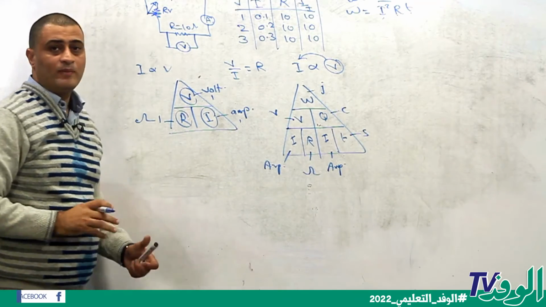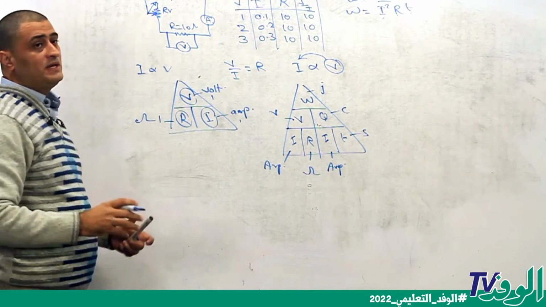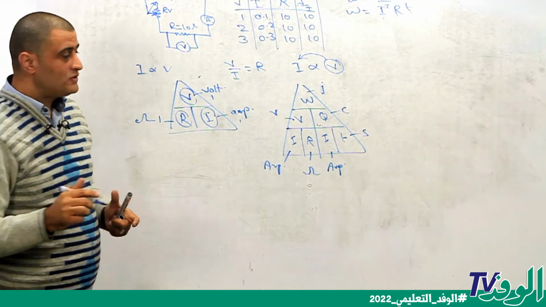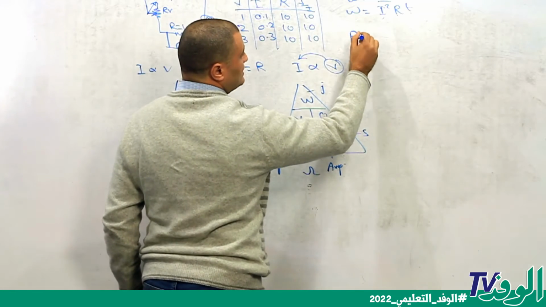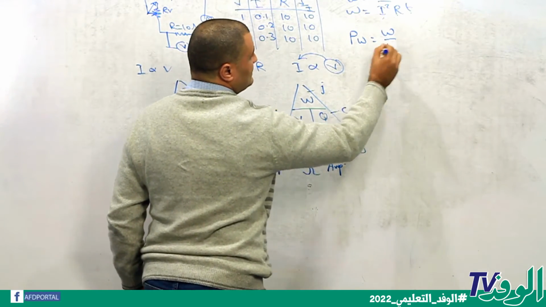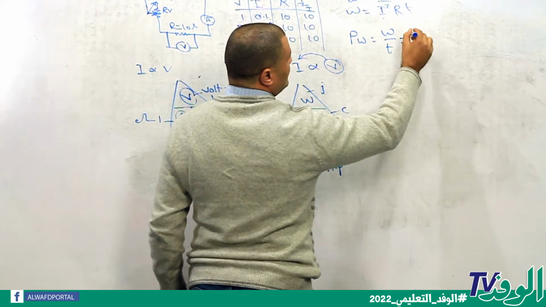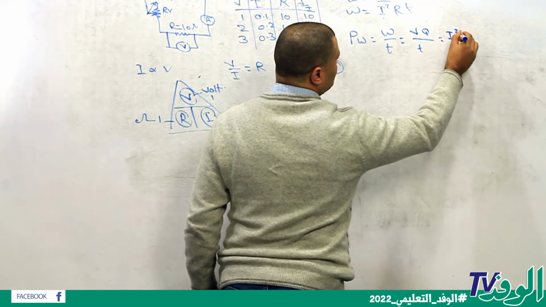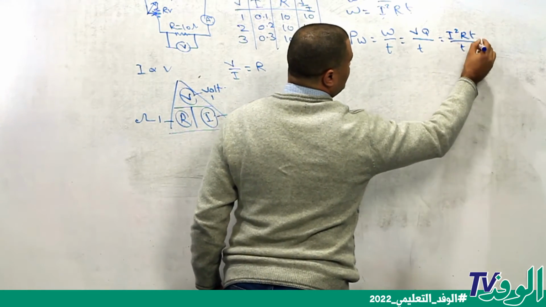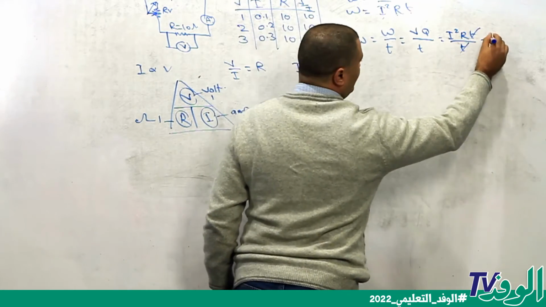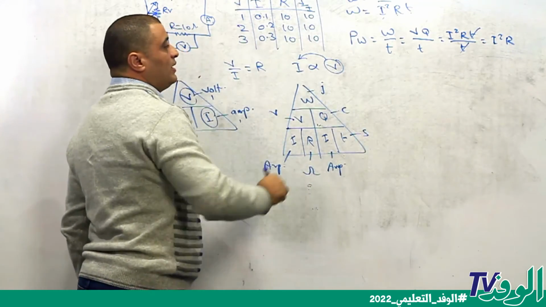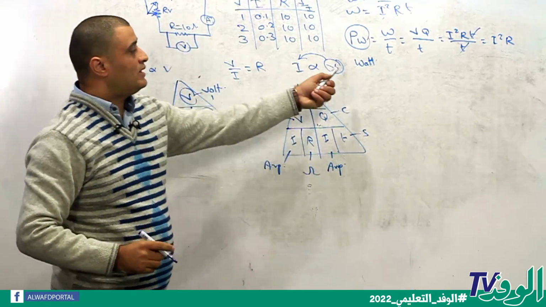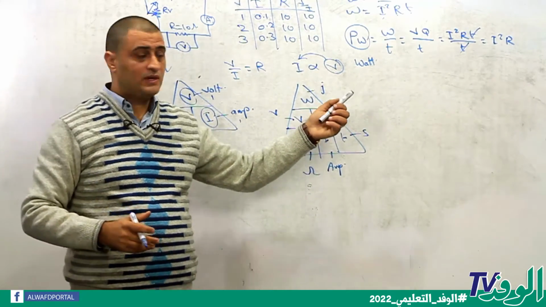What about the power? The power means the quantity of energy which is consumed inside the wire in 1 second. So the power here equals W divided by T, which equals VQ divided by T, which equals I power 2 RT divided by T, which equals, by simplifying, I power 2 R. Power unit is watt.